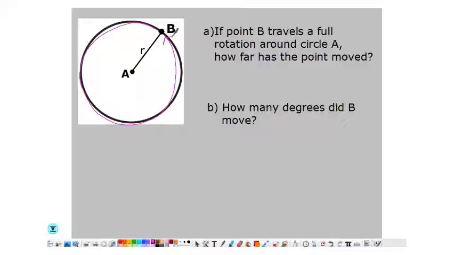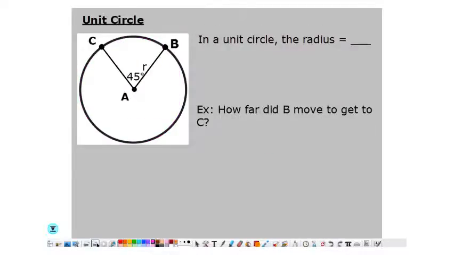Well, if it goes along the entire outside of the circle, it's traveled the circumference of the circle, which is of course equal to 2 pi times the radius. So we're going to get back and we're going to eventually use this formula to come up with a conversion factor. So then how many degrees did B move if you looked at the central angle? Well, that's just how many degrees are in a full circle, so that would be 360 degrees.